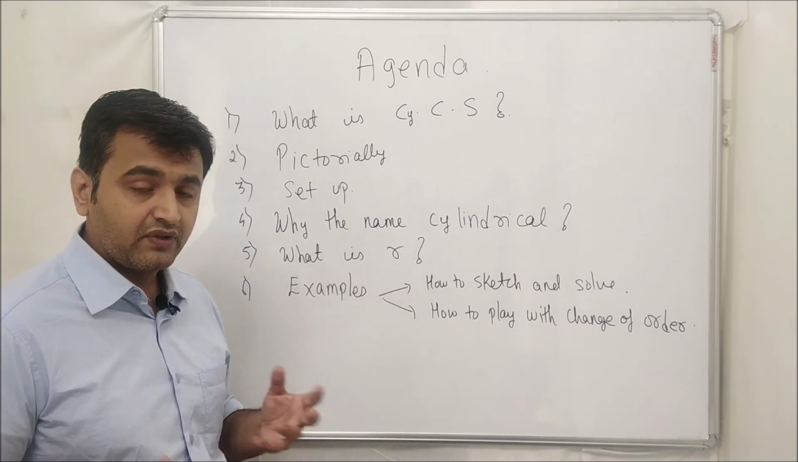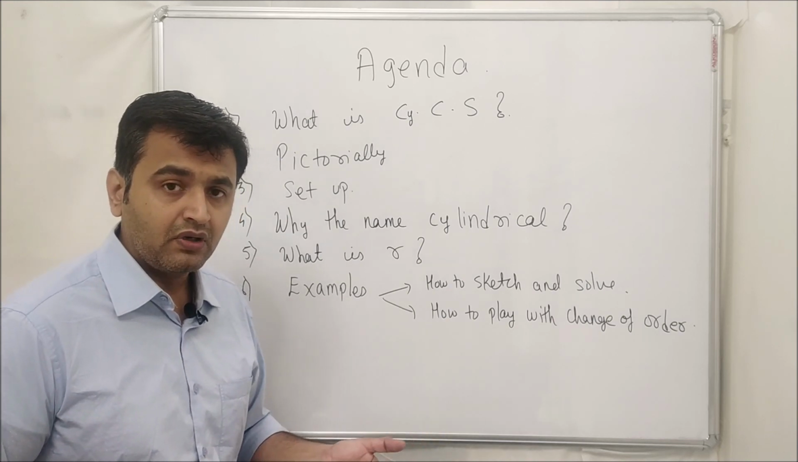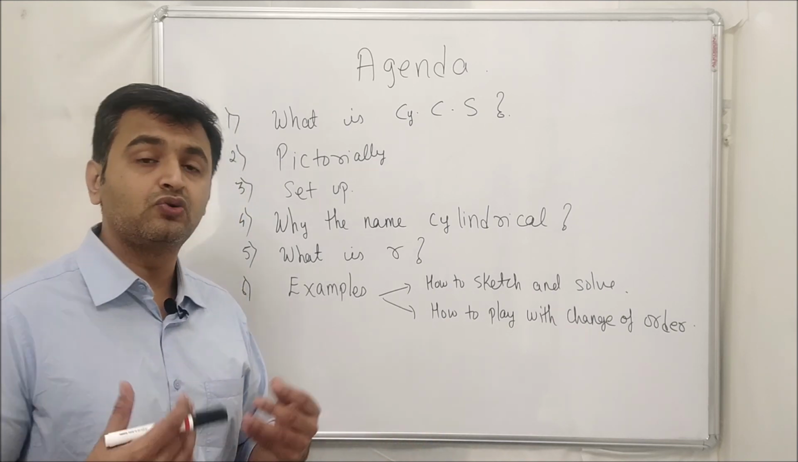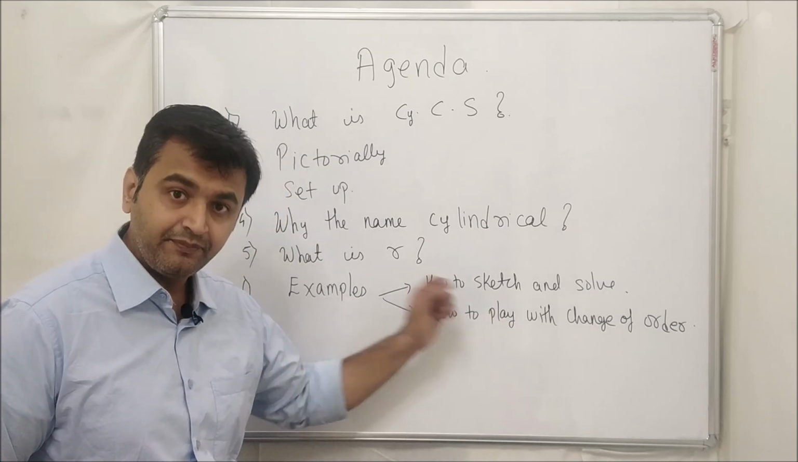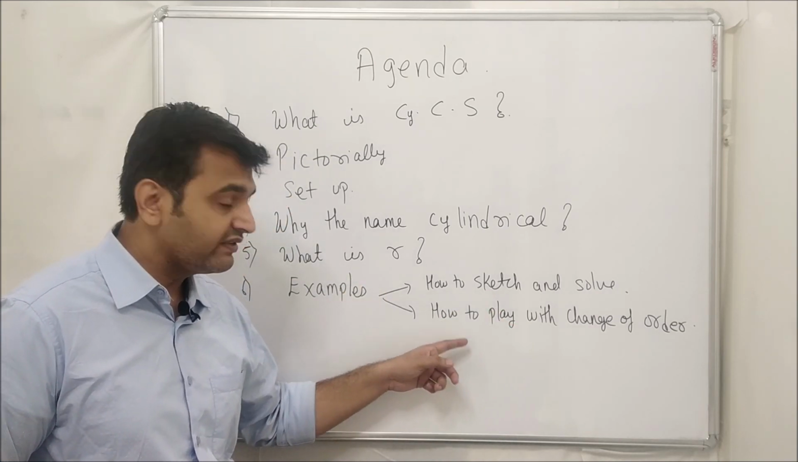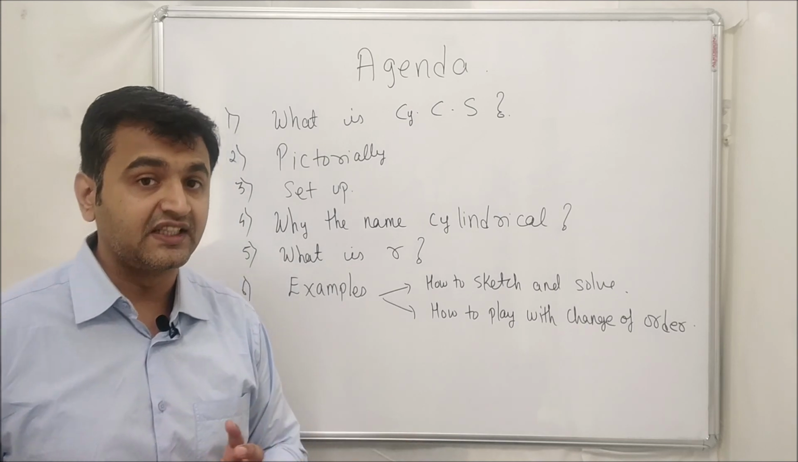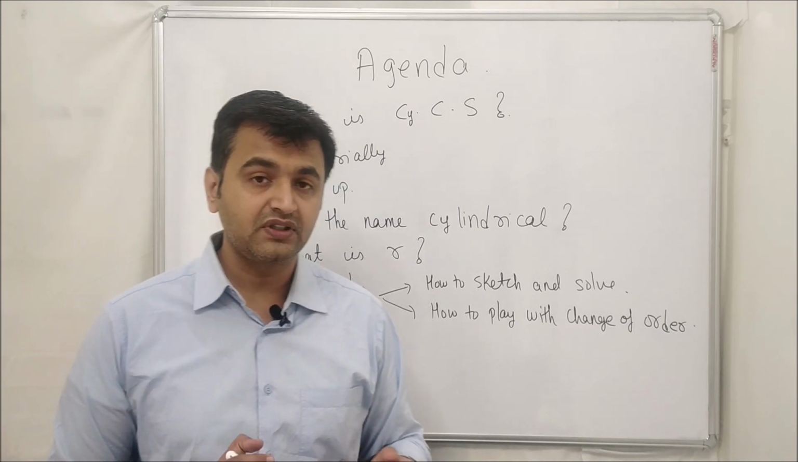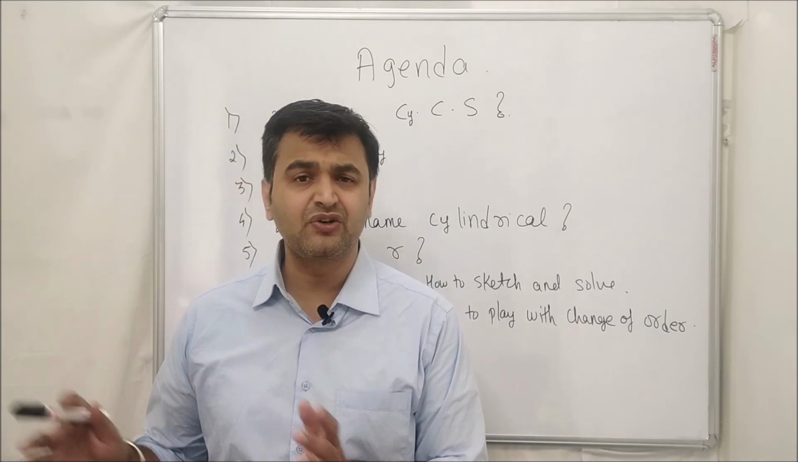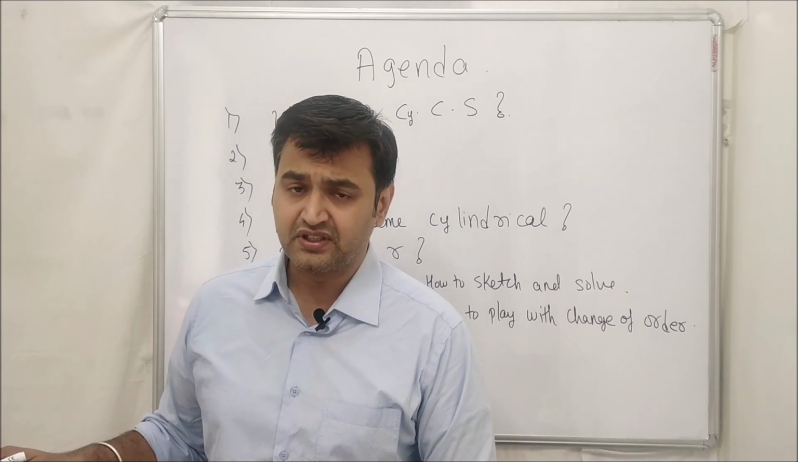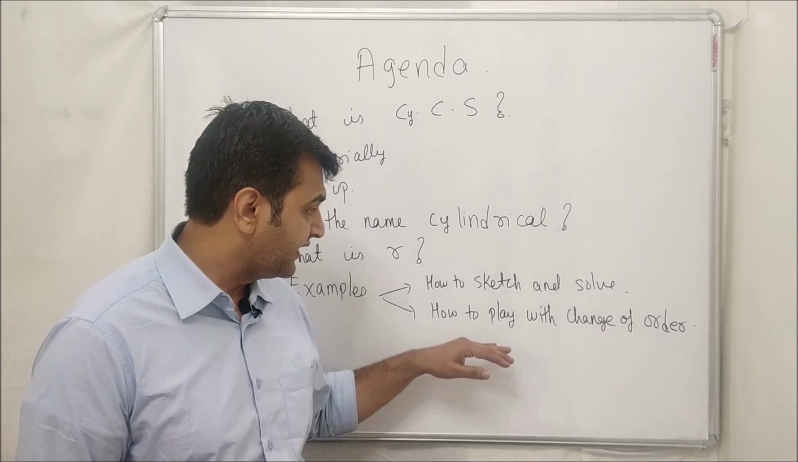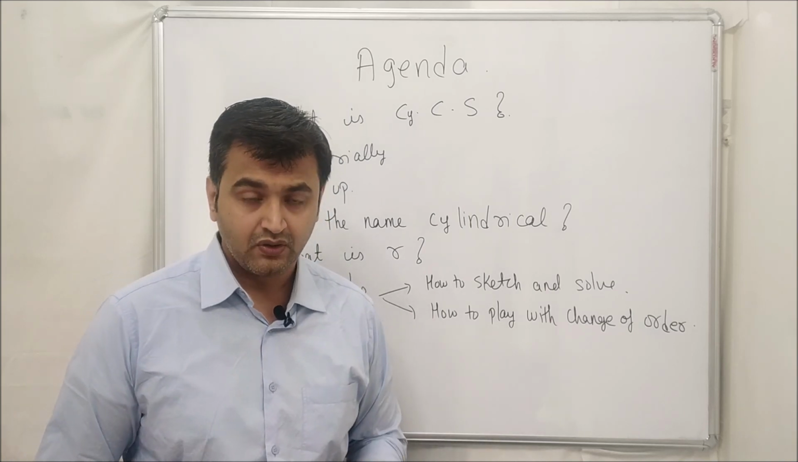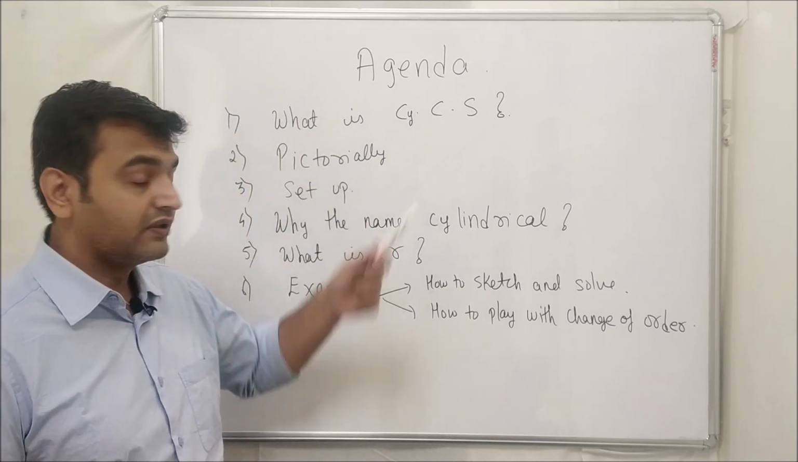And then some examples. If the equation is given in cylindrical form, how to convert it into Cartesian and how to sketch the figure, and then again how to solve in the cylindrical coordinate system, and then we will see how to play with examples where the change of order has been asked. Change of order is partially, you can say, kind of easy in the Cartesian coordinate system. Here you have to be a little bit careful, so I will take one example for this as well. Okay, so let's go for the first point.